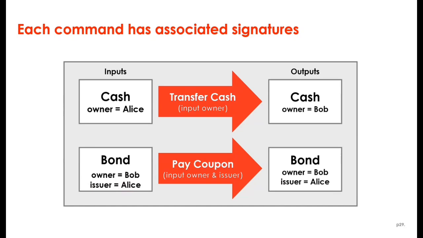For this transaction to be validated from a proposal, the signatures must be gathered from all of the required signers that are indicated in the commands. So in this example, we need to gather signatures from the cash owner, which is Alice, the bond owner, which is Bob, and then the bond issuer, which is again Alice. In other words, Alice and Bob would be required to sign this transaction to make it valid and to have the ledger updated.